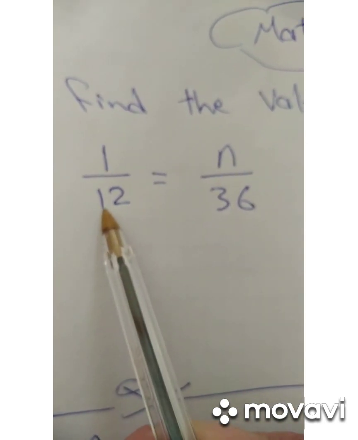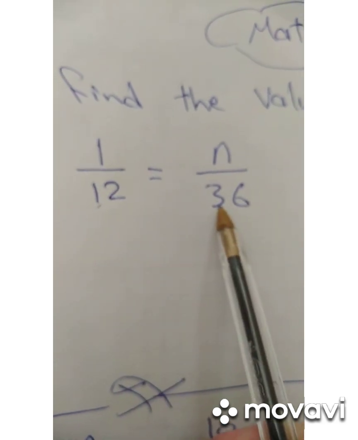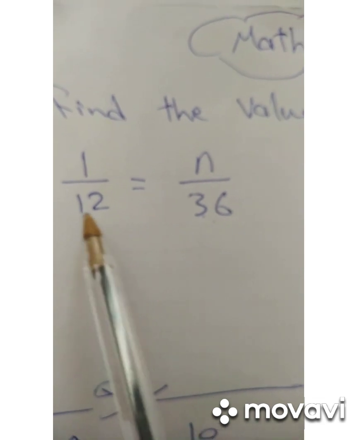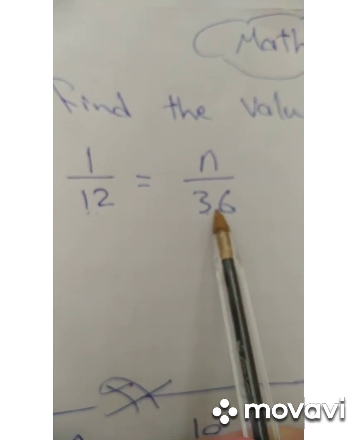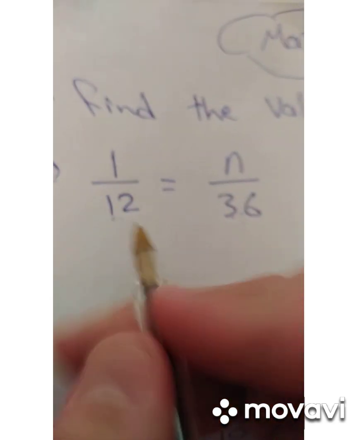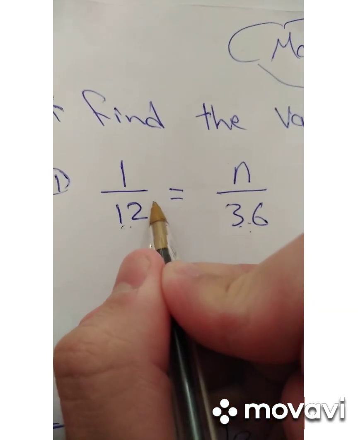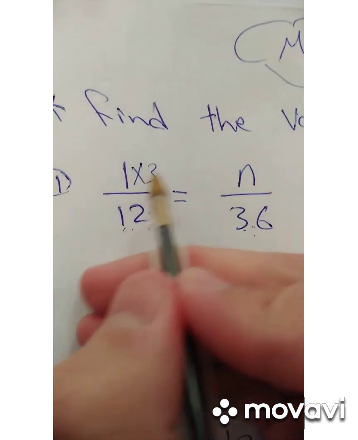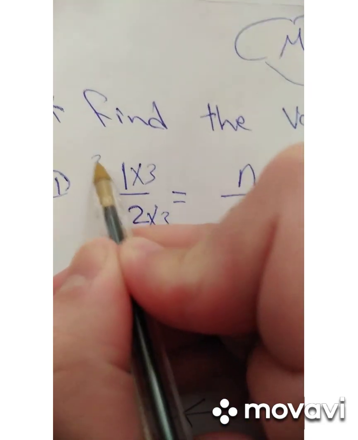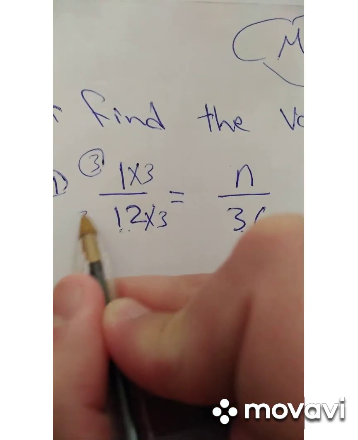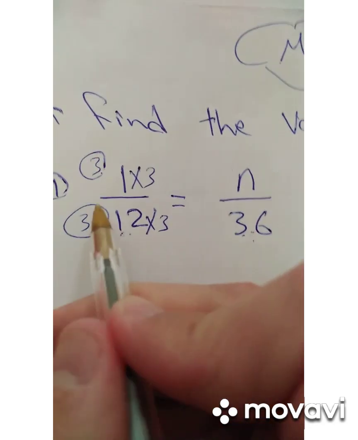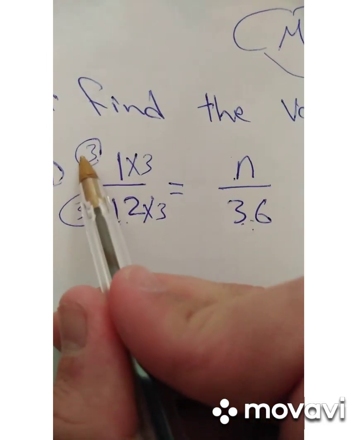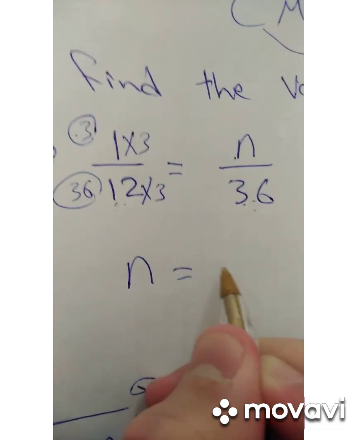Now 12. I want to change 12 to be 36. So from smaller to greater, I will multiply. 12 times what equals 36? Yes, times 3. Multiply up and down by 3. It will be 12 times 3, 1 times 3. The new fraction will be 1 times 3 equals 3, and 12 times 3 equals 36. So our new fraction is 3 over 36. Now, n equals what? Equals 3. So n equals 3.